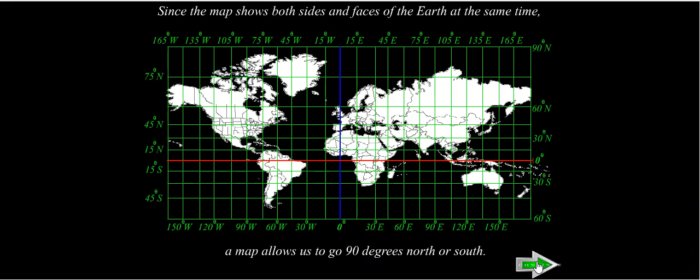We use the letter N to mean north and the letter S to mean south. Since the map shows both sides and faces of the Earth at the same time, a map allows us to go 90 degrees north or south. All right, let's see what you can do. Click on the equator at 30 degrees west.